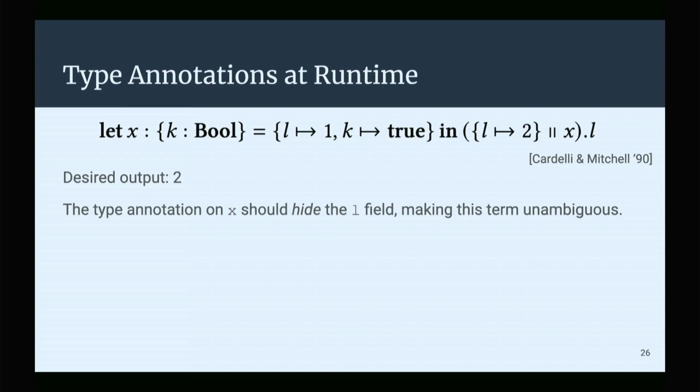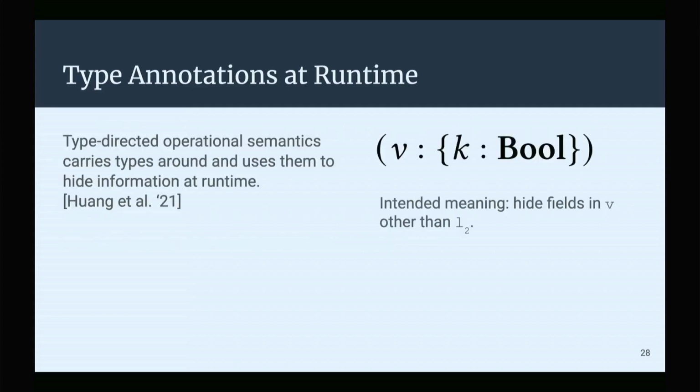That's a fairly natural idea for the programmer, but it has an interesting consequence: the type annotations are actually doing something at runtime here. The type annotations have computational meaning. They're not just inert. What are type annotations doing exactly? Here we just saw that the type annotation on X is hiding the field L. What does that mean? How do we describe that more generally?